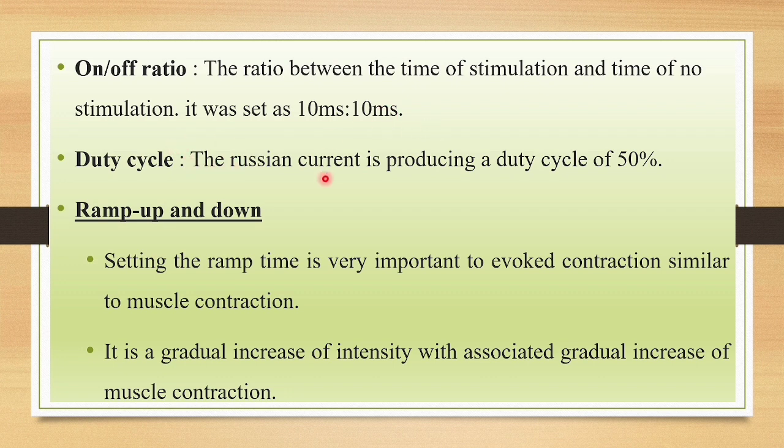The duty cycle: the Russian current produces a duty cycle of 50%. So 10 milliseconds on means 10 milliseconds off, that is a 50% duty cycle. Duty cycle means the ratio of on period to off period.